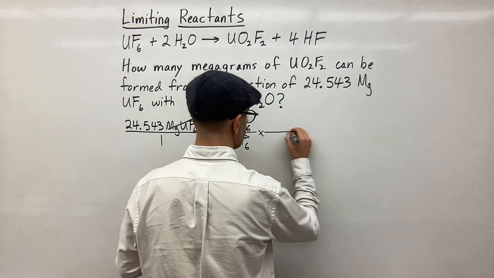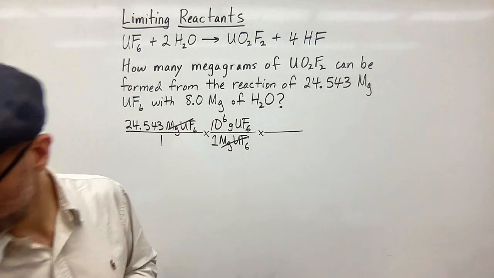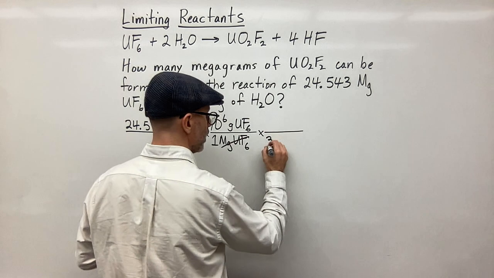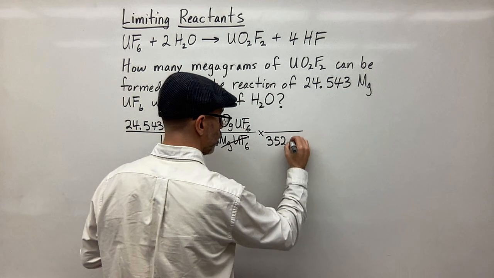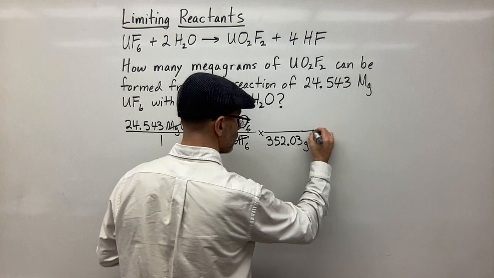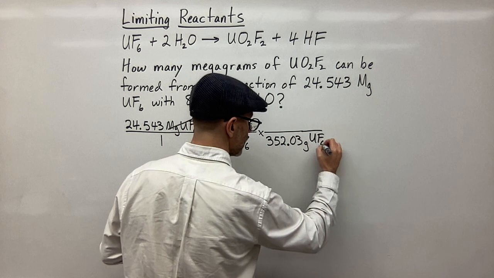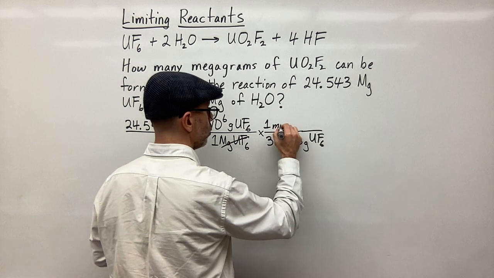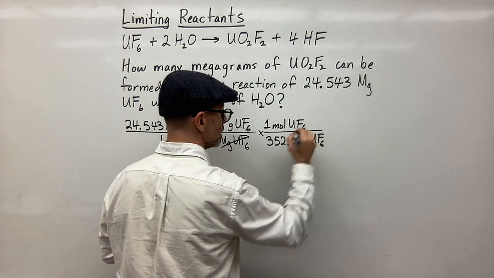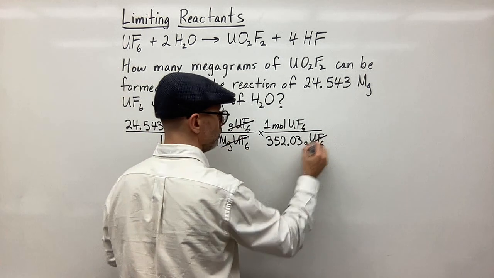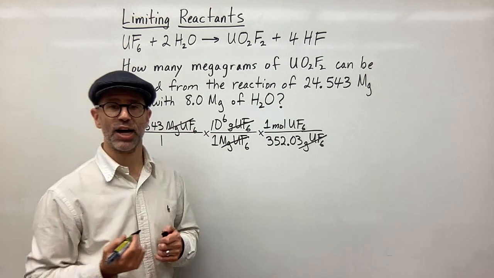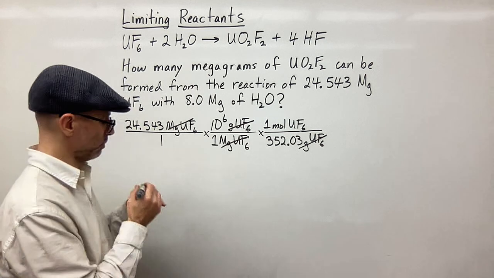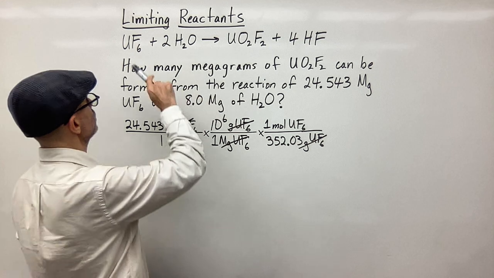Now I can use my molar mass to convert to moles. So I'm going to go ahead and set that up. I calculated the molar mass of UF6 to be 352.03. So I'm going to have 352.03 grams of UF6 on the bottom to cancel out grams on top, and I'm going to have 1 mole of UF6 on top. So grams of this substance cancels out. Now I have moles, so now I can do the mole ratio. I can use the mole ratio in my equation, so I can use the coefficients.